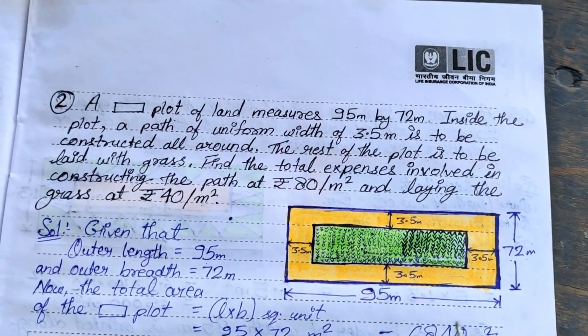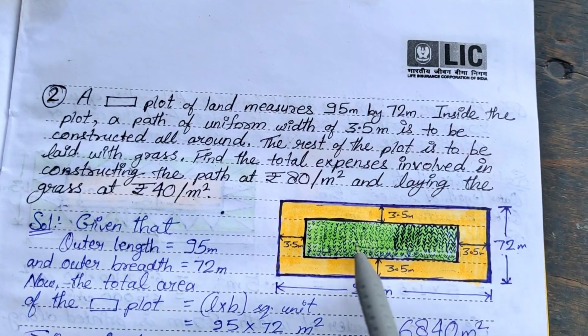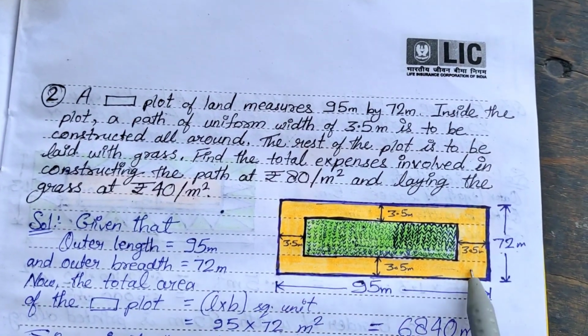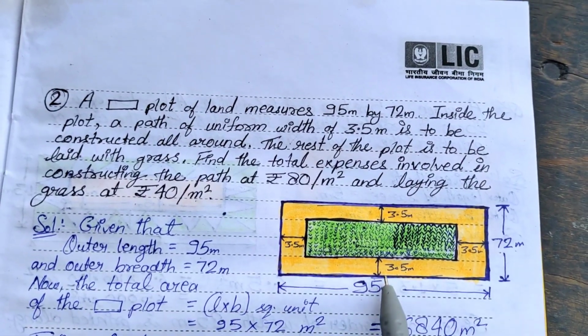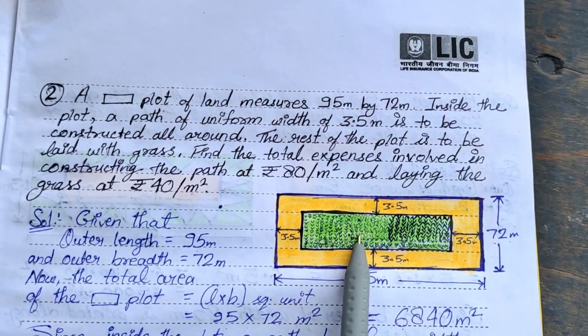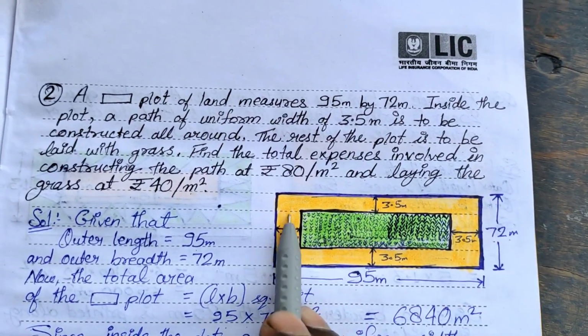So for finding this, first you have to find the total area, second you have to find the area of this grassy plot. Now to find the area of this path, you have to subtract the inner area from the outer area. Subtract this inner area from the outer area to get the area of the path.